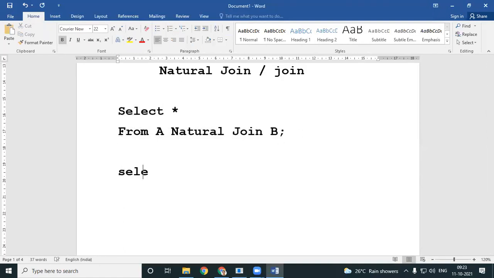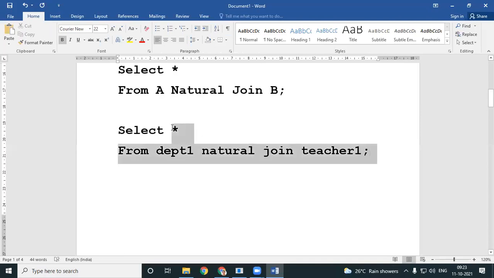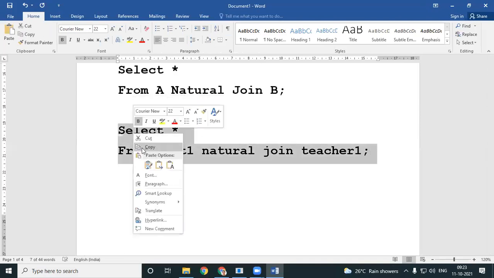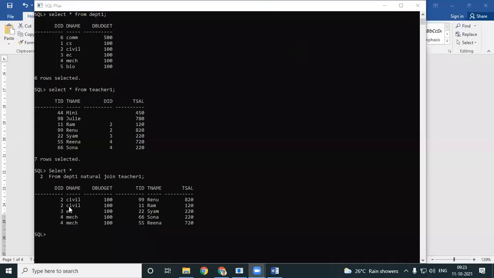So I'll write over here, select star from DEPT1 natural join teacher1. Let's see what happens. I'll copy this. We'll put it that side. I pasted the query over here: select star from department1 natural join teacher1. Now let's see how the output comes.